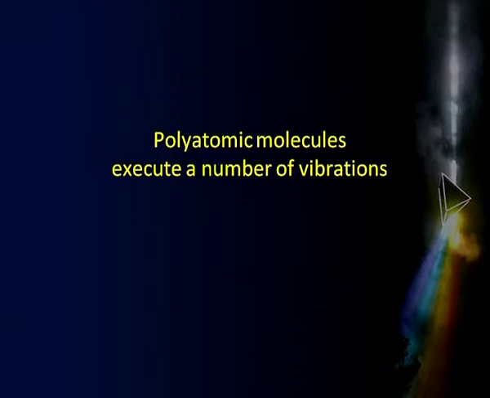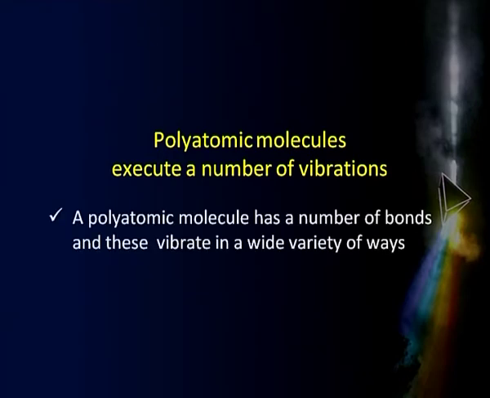Because a diatomic molecule, by default, has only a single vibration possible, that is all. It can vibrate only in one way, nothing else. But if I go to the polyatomic system, then there are many more vibrations possible there. So, a polyatomic molecule executes a number of vibrations. Since it has a number of bonds, it vibrates in a wide variety of ways. I will not get into details of how they vibrate, but I will try to see how I compute how many modes of vibrations there are for a given polyatomic molecule. Let us look at that.